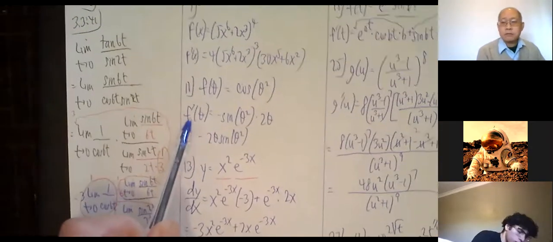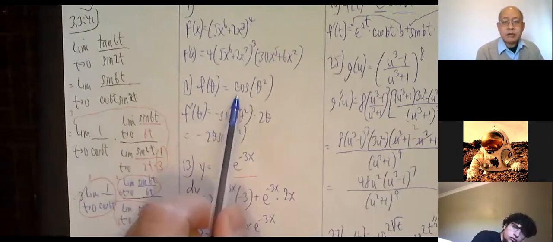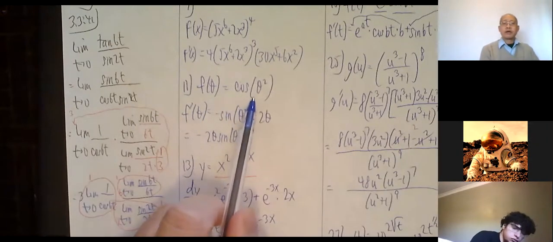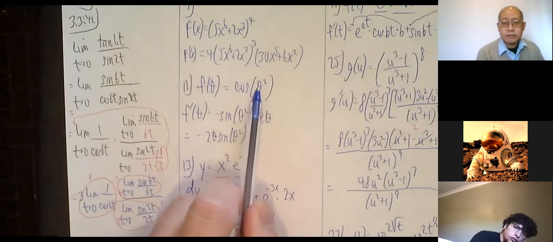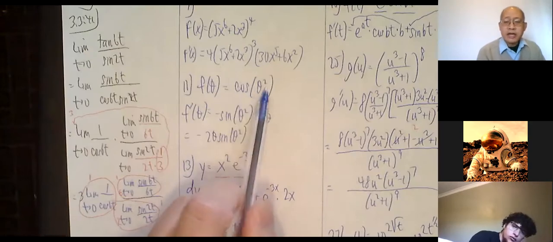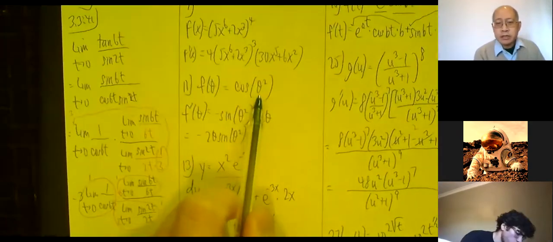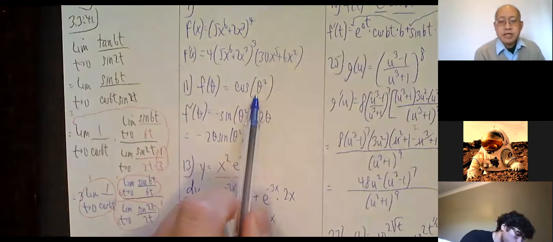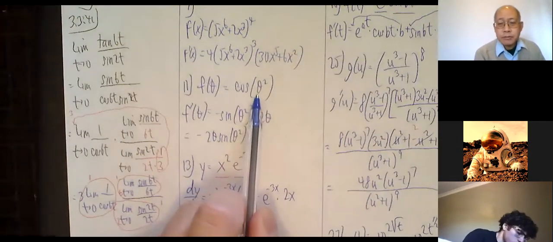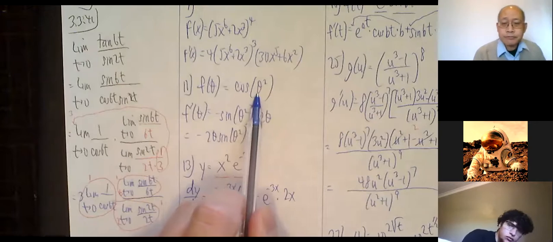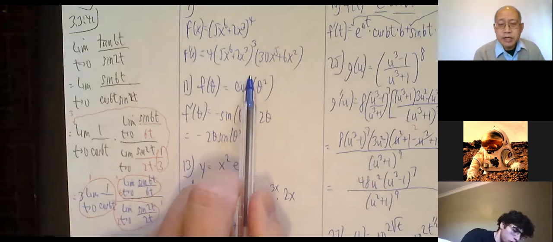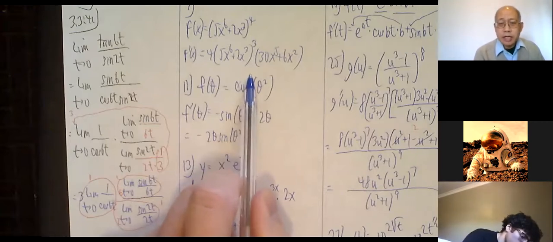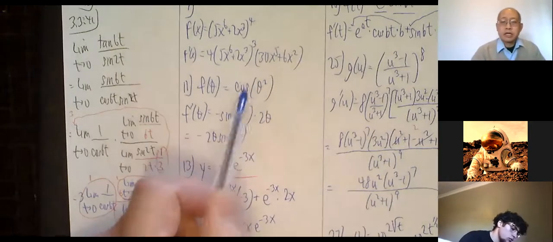Okay, number 11. F of theta equals cosine of theta squared. And I want you to notice this is not the same as cosine squared of theta. Cosine theta squared, by order of operations, means theta times theta first, and then you want the cosine of the whole thing. If the 2 were where it says cosine squared theta, that means cosine theta times cosine theta.